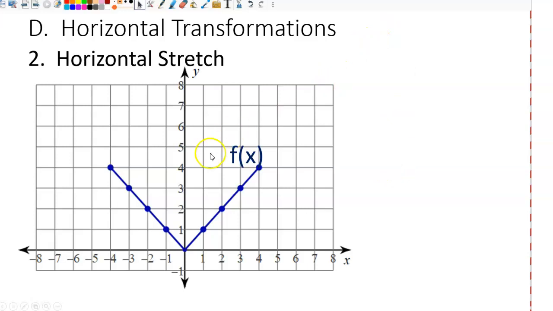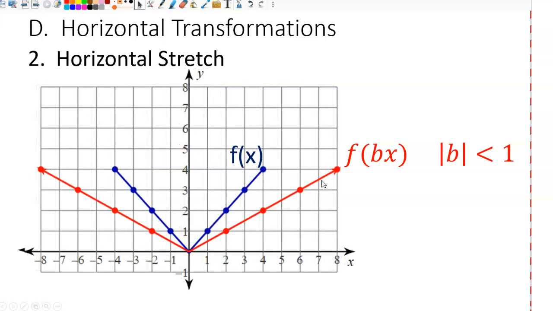All right, let's take a look at another one. Another horizontal transformation. What else can we do to the x? Instead of adding or subtracting a number, we can also multiply the x by something, okay? So for instance, if I were to multiply my x by a number whose absolute value is less than 1, so once again, like a fraction or something, it's going to make it wider. Okay, it's going to stretch it horizontally. That's if you multiply it by something less than 1.